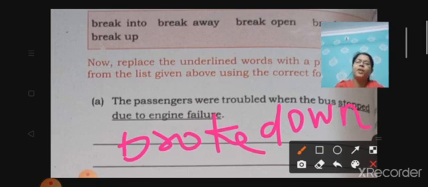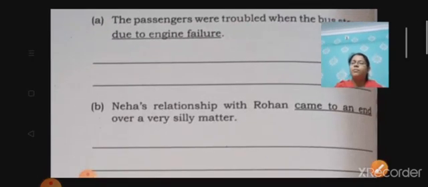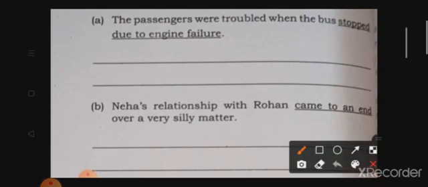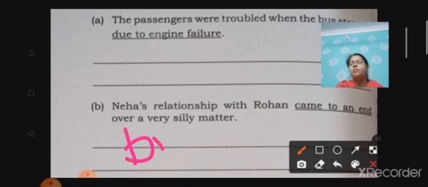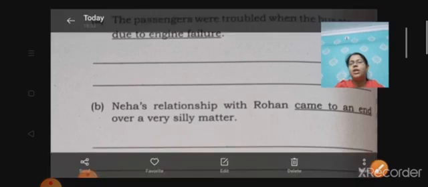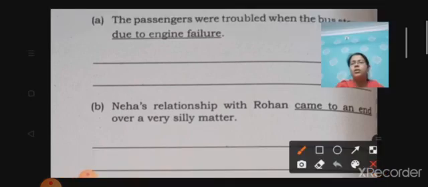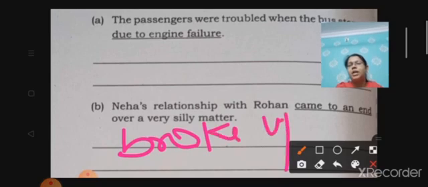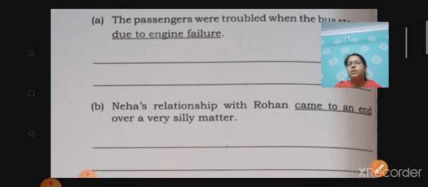Okay? Now let's see the second one. Neha's relationship with Rohan came to an end over a silly matter. Came to an end means break up. So here we are going to use: Neha's relationship with Rohan broke up. Past tense है इसलिए broke up over a very silly matter.